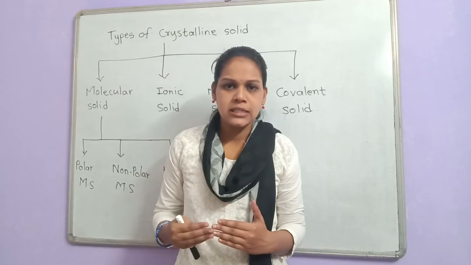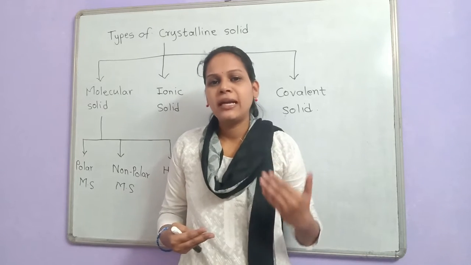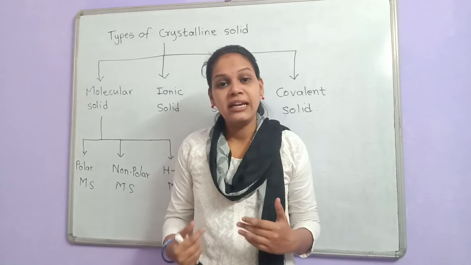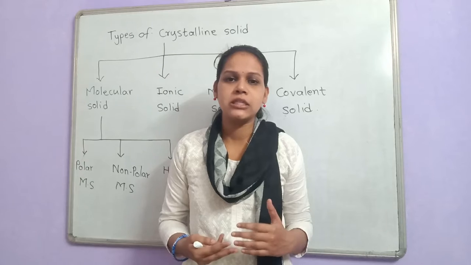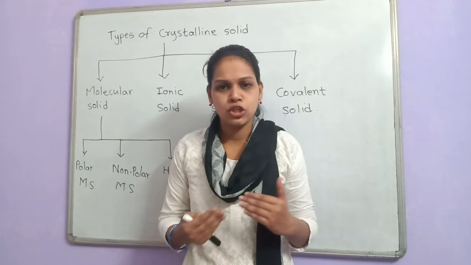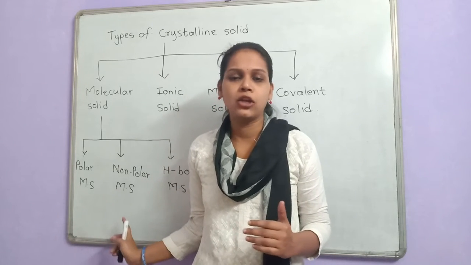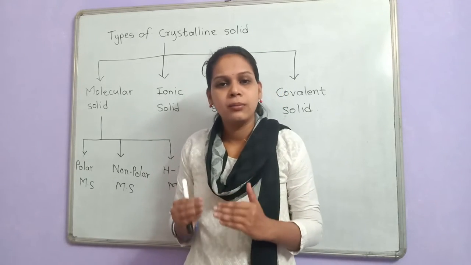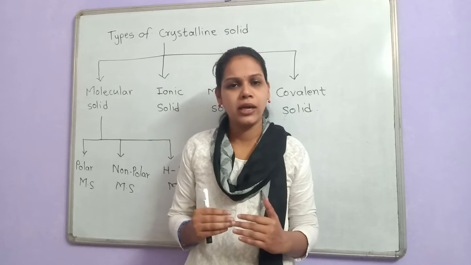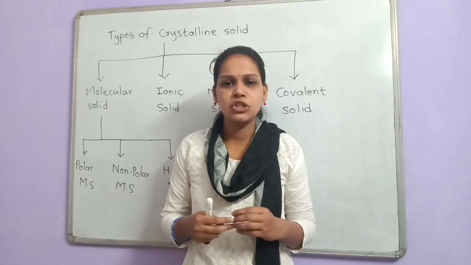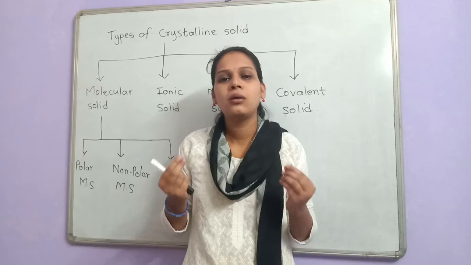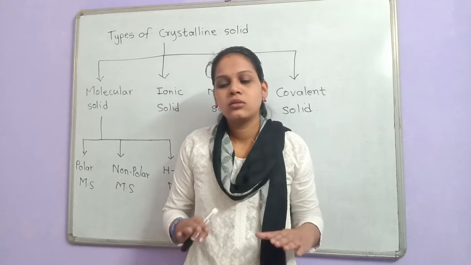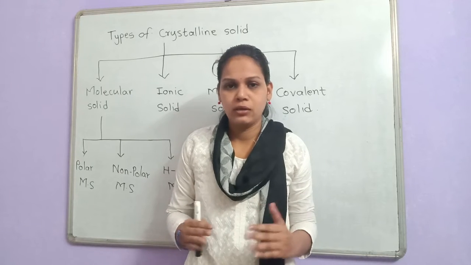Polar molecular solids are soft, and the melting point of that solid is very low. The melting point of non-polar molecular solids is also very low. They are also soft. Both polar and non-polar molecular solids are soft in nature and both have low melting points. As they are soft, more energy is not required to break the bonds. Therefore, both have low melting points.